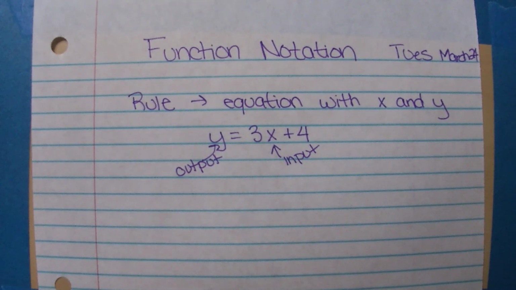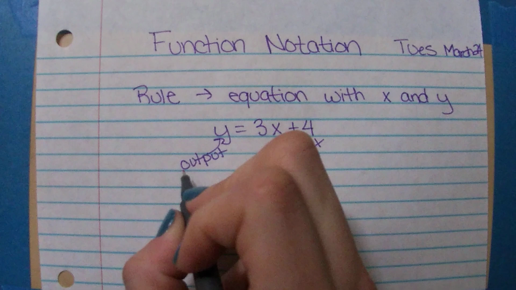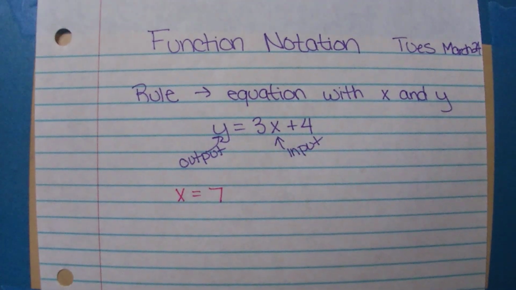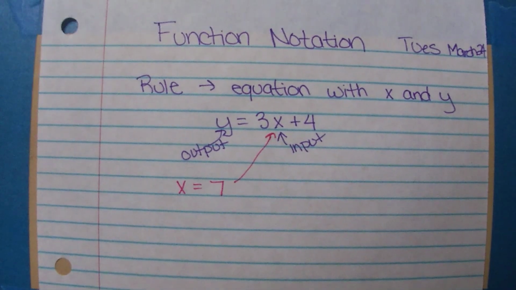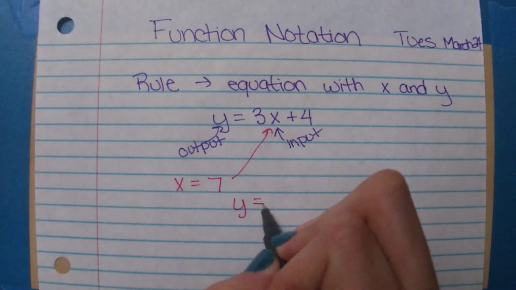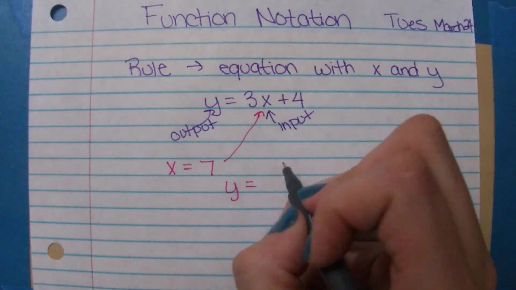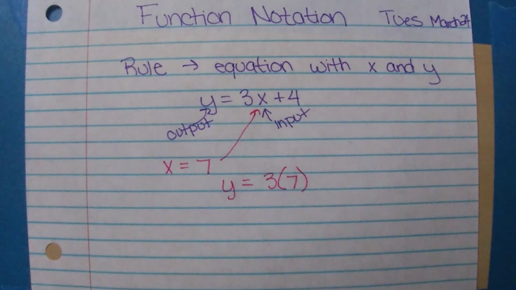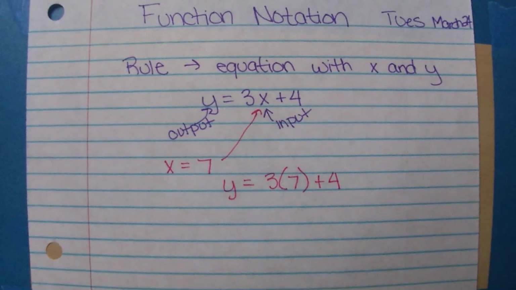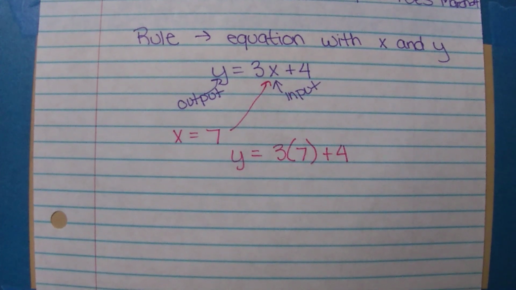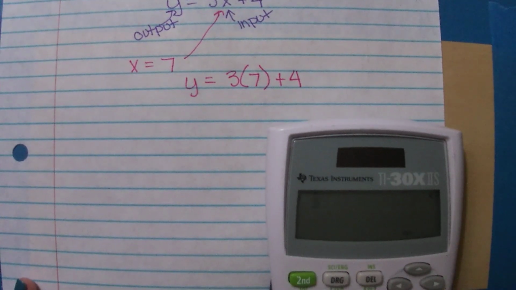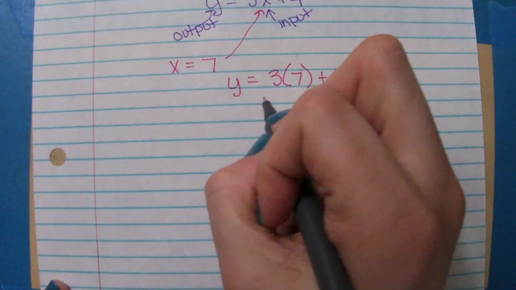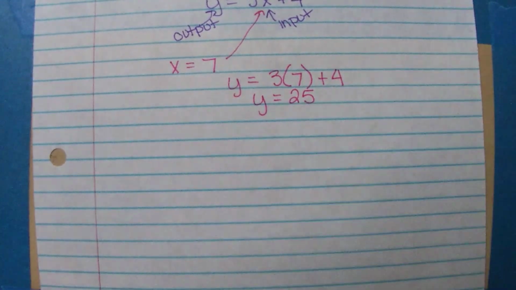So we could have something that says, okay, evaluate this function rule for when x equals 7. And all that's asking us to do is to take that 7 and to plug it in for x. So instead of saying y equals 3x plus 4, we're going to say y equals 3 times 7 plus 4. And whether you want to do this by hand, whether or not you want to type it in a calculator, right? You could type in exactly what you see. 3 times 7 plus 4. Okay, either way, we get an answer that y equals 25.